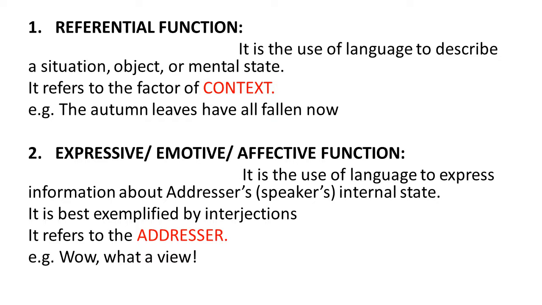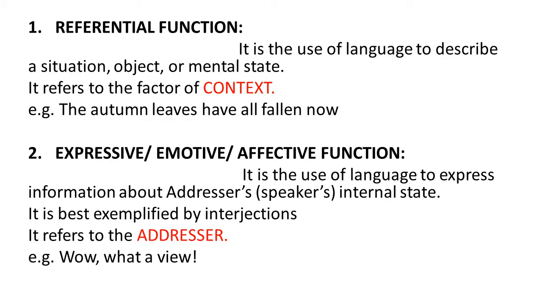Going by the word only, we understand that it refers to something. So what does it refer to? It refers to a situation, an object, or a mental state. It means we use language to refer to such things, to also describe such things. Here in referential function, the factor of context is very important, right? For example, the autumn leaves have all fallen now. Here what are we referring to? We are referring to the autumn leaves.